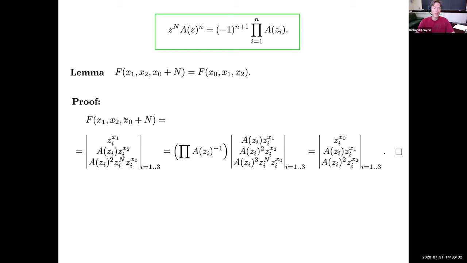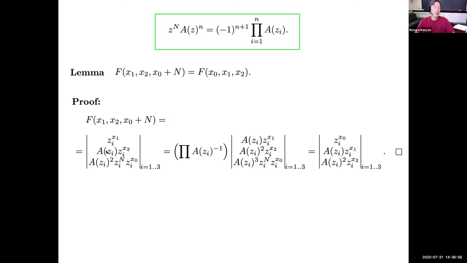Okay, so here's the proof. If I start with the left-hand side here, f of x1, x2, x0 plus n, this is the determinant of some 3x3 matrix. Rather than write out the 3x3 matrix, I just wrote out one column, because in fact all the columns are identical to each other except for the different z's. So there's three columns: a z1 column, a z2 column, a z3 column.